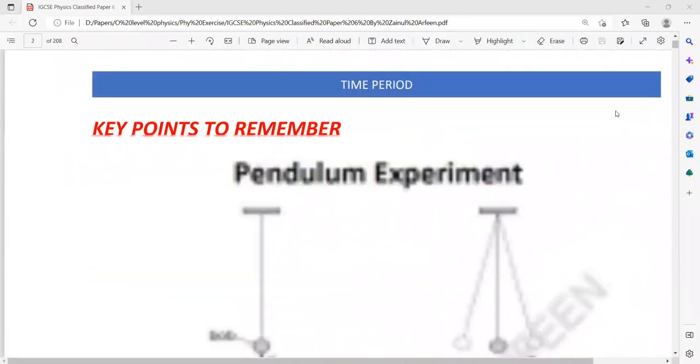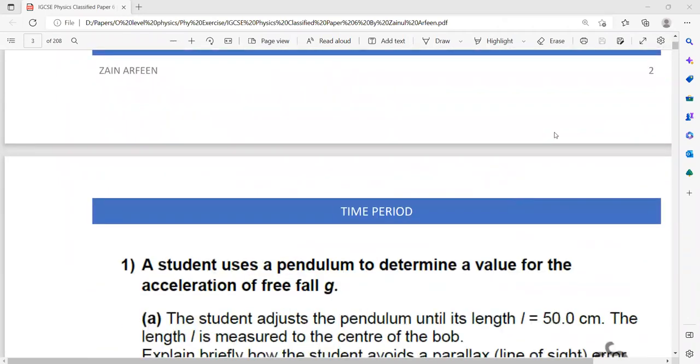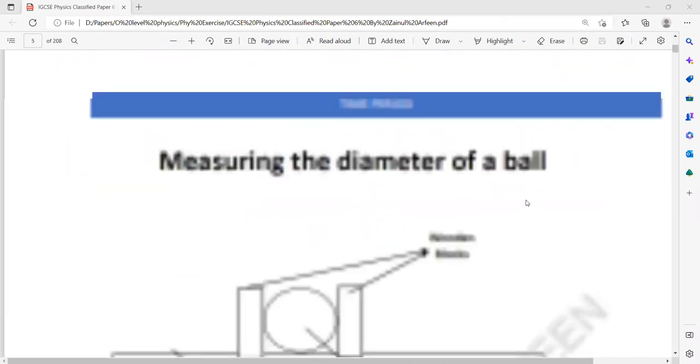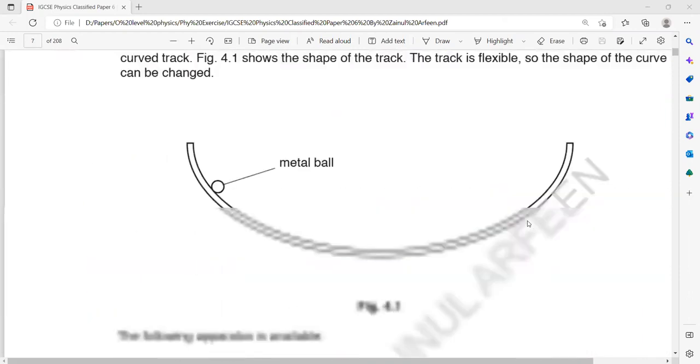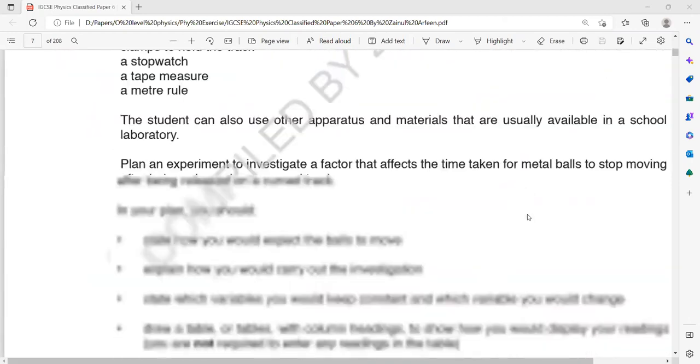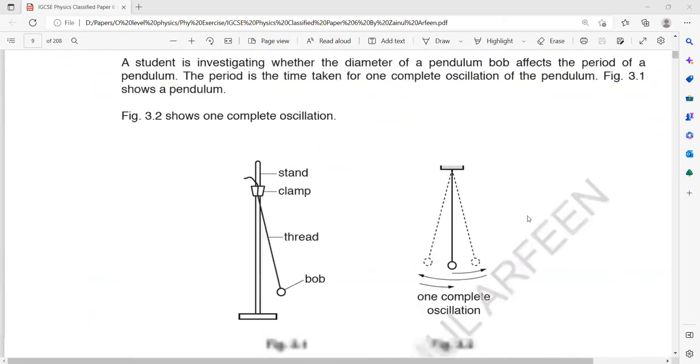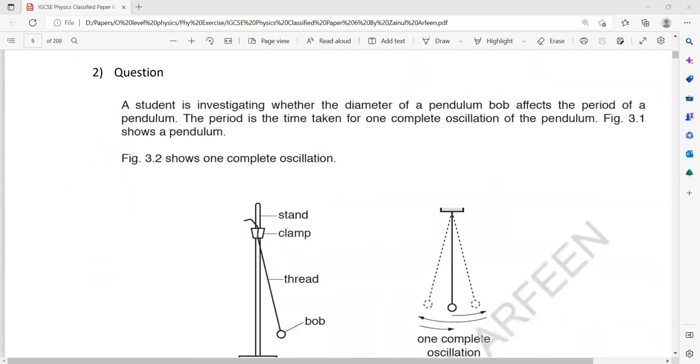Alternative to practical, question 1 we did in the first part. So we'll do question 2 and onward. Question 1 was about planning an experiment, so we already did this first question. Now question 2 from the topic time period.